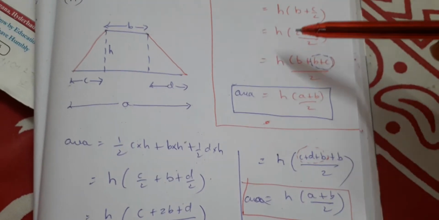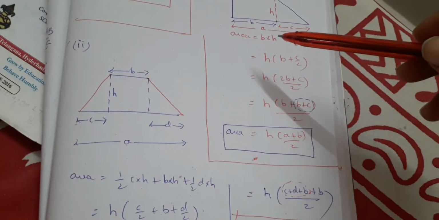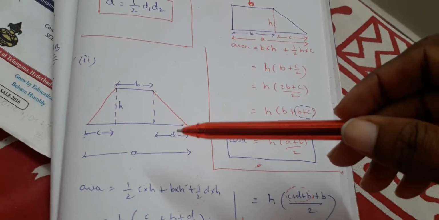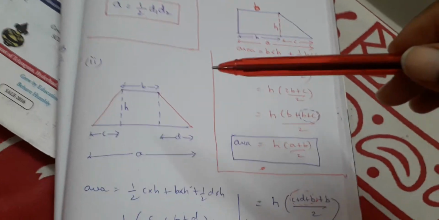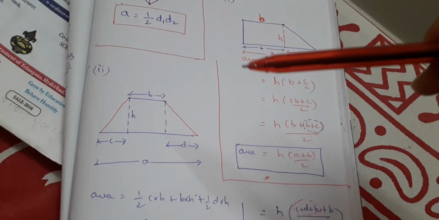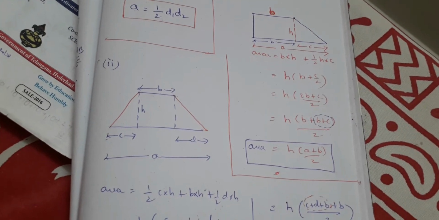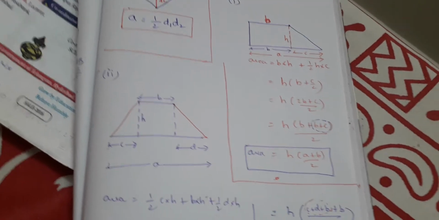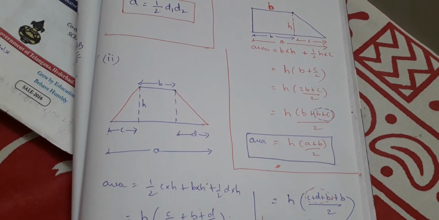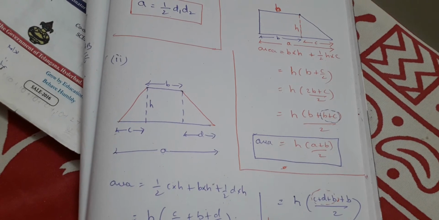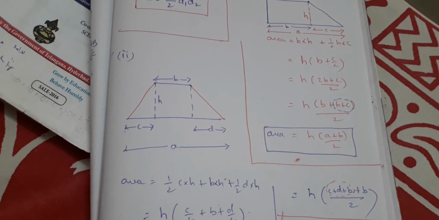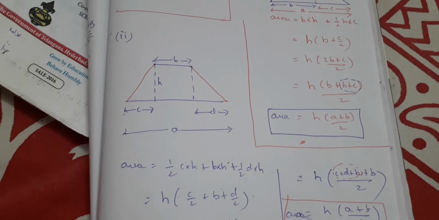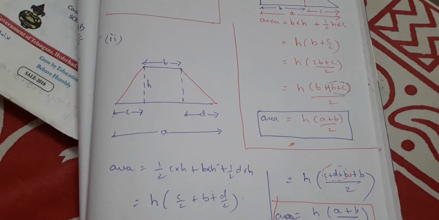So in both the cases, what you got is, if h is given and the two parallel sides' lengths are given, then h by 2 into the sum of the two parallel sides, or height into the sum of the parallel sides by 2, or half into height into the sum of the parallel sides, gives you the area of the trapezium. Okay, this gives you the area of the trapezium.